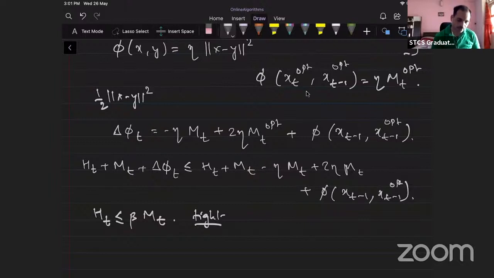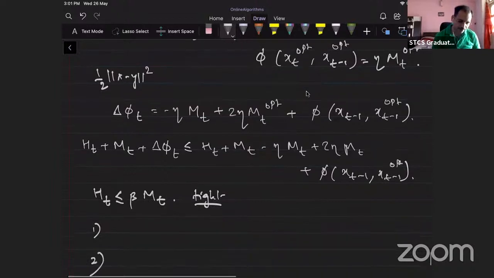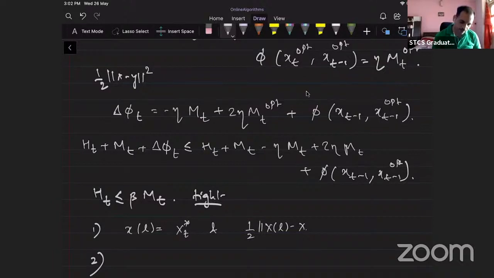One is that, can somebody remind me? So that x of L is x star t, and half of x L minus x t minus 1 is less than beta times L. Or otherwise, it is half of x L minus x t minus 1 squared is equal to beta.